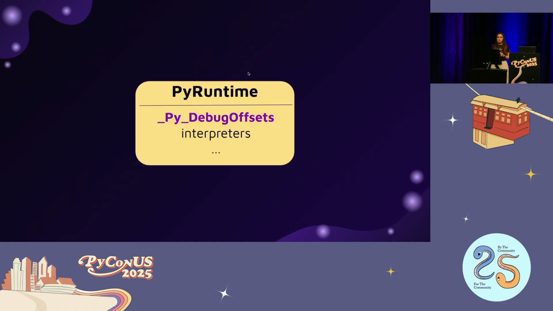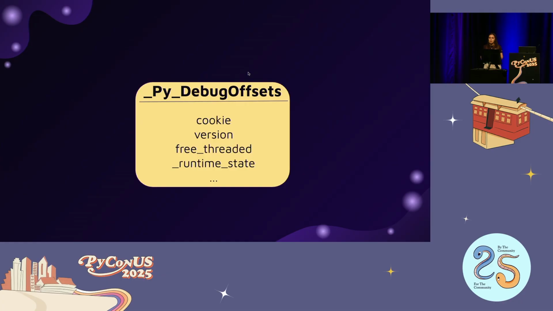But again, we have another problem, because the PyRuntime structure changes over the versions, or not even the version. It can be different in the same version. So somehow we need to know which bytes we are reading. For that, we're going to use something at the start of PyRuntime called PyDebugOffsets. You can look at PyDebugOffsets like a schema to figure out what bytes you are reading. For example, if you want to read free-threaded bytes, you go to this structure and you see there is a free-threaded offset. So you're going to use that.